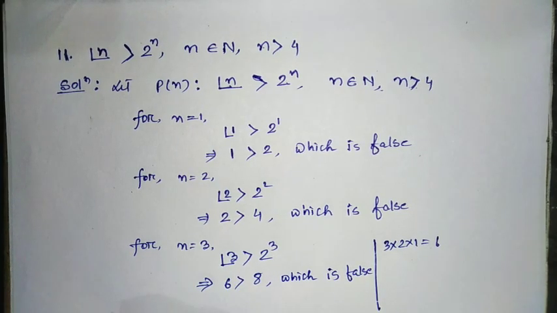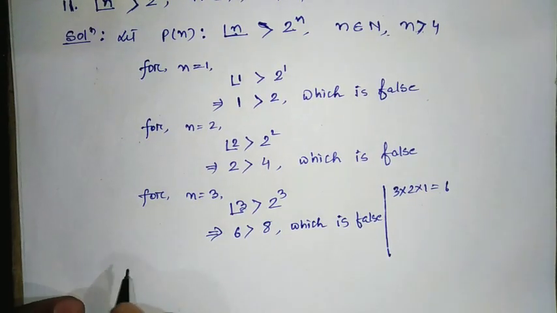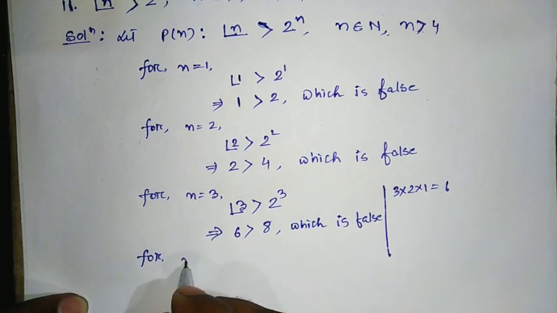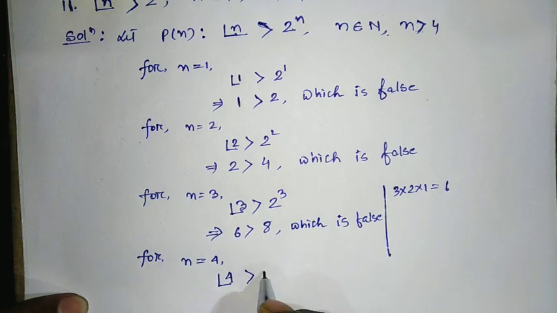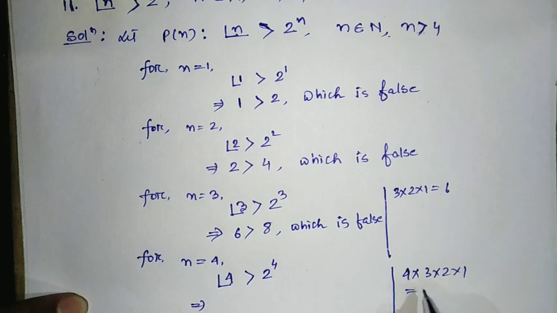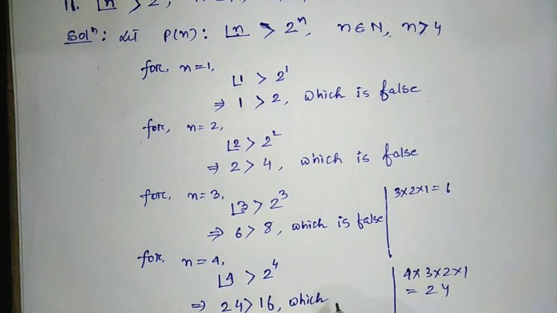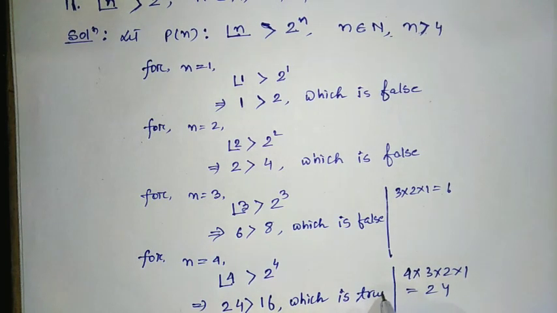Let's see for n equal to 4. For n equal to 4, factorial 4 is greater than 2 to the power 4. Factorial 4 means 4 into 3 into 2 into 1, that means 24. So 24 is greater than 16, which is true. Is it not? That means something is wrong in this question.